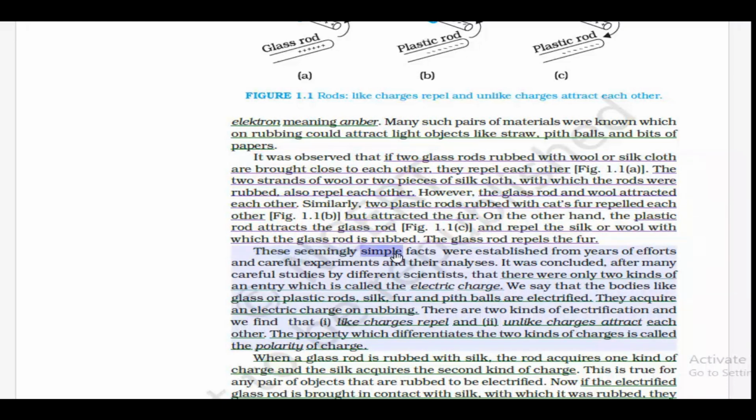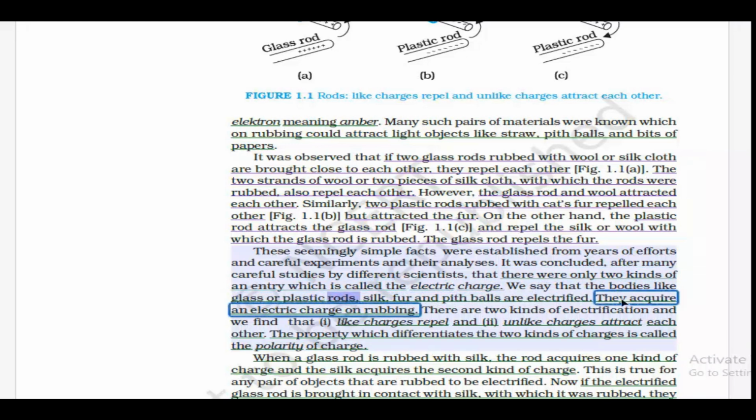These seemingly simple facts were established from years of efforts and careful experiments and their analyses. It was concluded, after many careful studies by different scientists, that there were only two kinds of an entity, which is called the electric charge. We say that the bodies are electrified or charged.